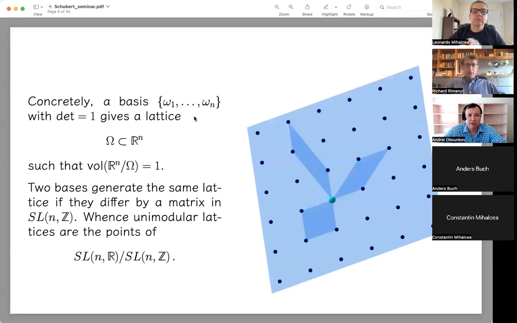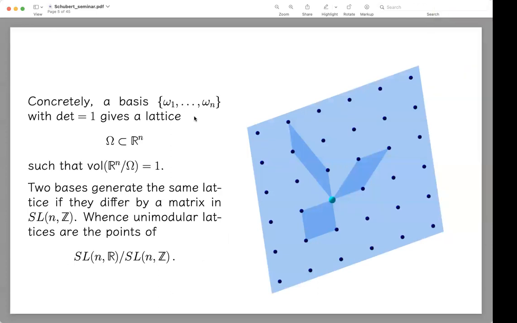Concretely, how would I define a lattice in an n-dimensional space? I pick a basis of vectors, a square matrix with determinant one. It defines a basis of vectors such that the fundamental parallelepiped spanned by those vectors has volume one. So they generate a lattice of covolume one.